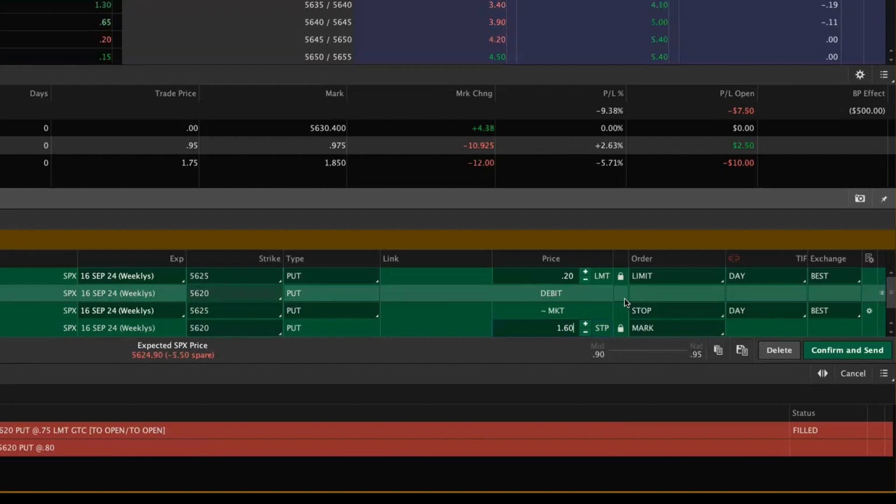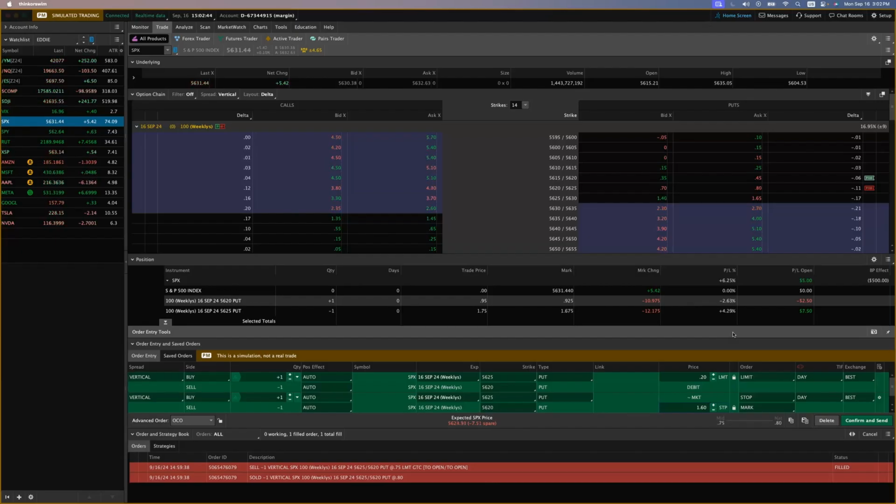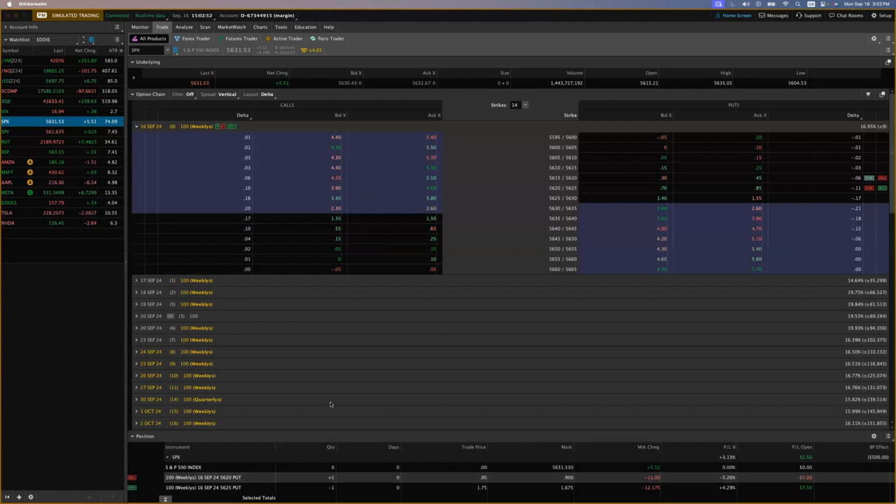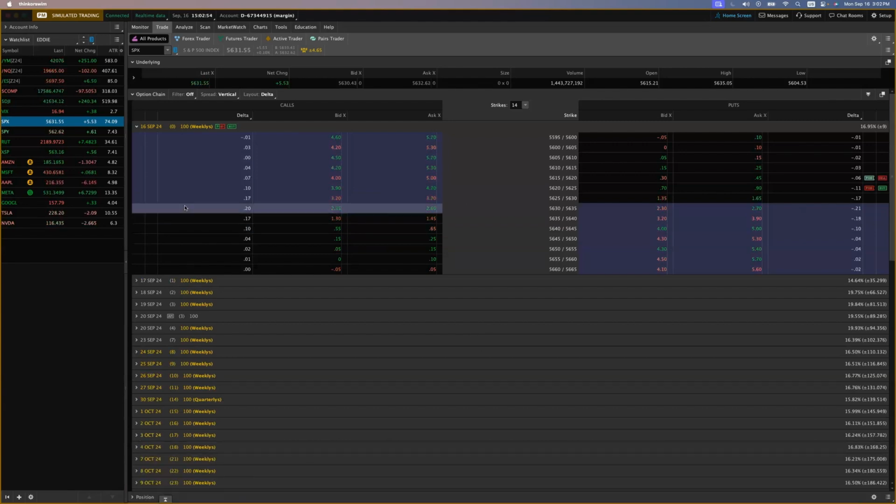$1.60. Remember what the rule is. The stop loss, a 1x stop loss, is 2 times the premium that you receive initially. So in this scenario, we received 80 cents. 2 times that premium would be $1.60. Then I would push confirm and send. This example is actually going to help us demonstrate the next concept.